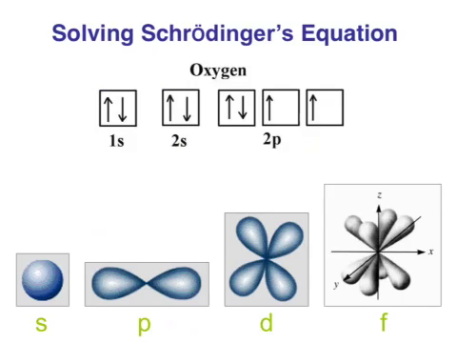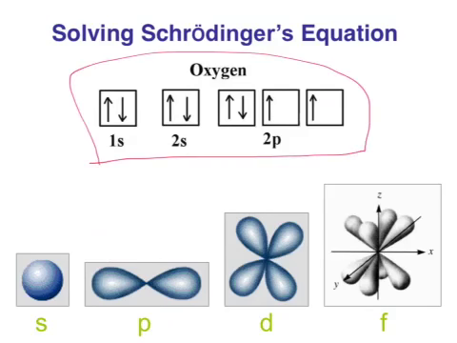So if you think about oxygen's orbital notation, these are the 8 electrons of oxygen. If you think about each one of these, they have a specific set of 4 quantum numbers, or 4 things that tell us where it's located. So let's identify where this one is located.